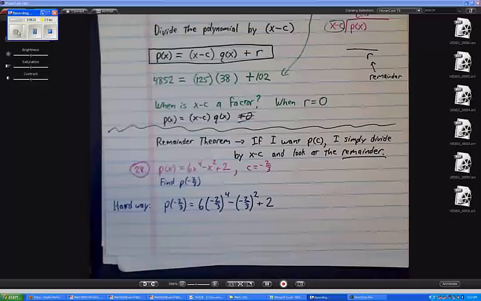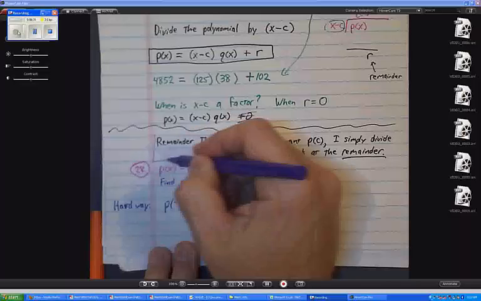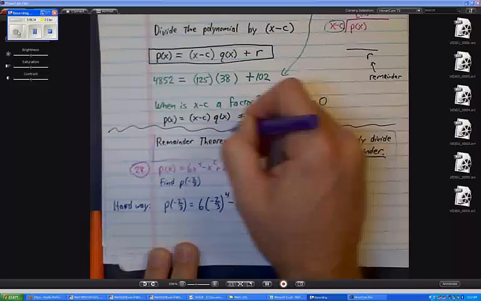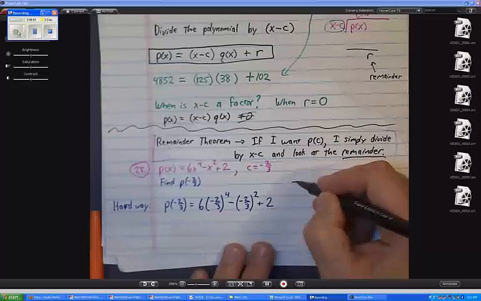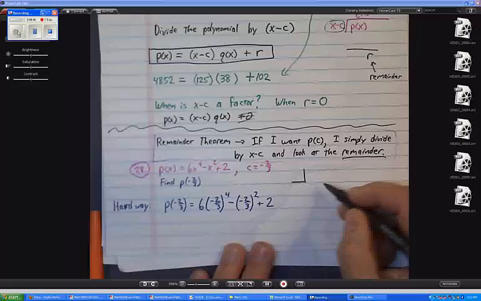What I'm supposed to do, though, for this problem is I'd like to use the remainder theorem. Okay? But I have to understand it, and I don't think we did. So I want to talk about it. I simply divide by x minus c and look at the remainder. Okay, well, how do I do that? Well, in the box, what am I going to put up here?